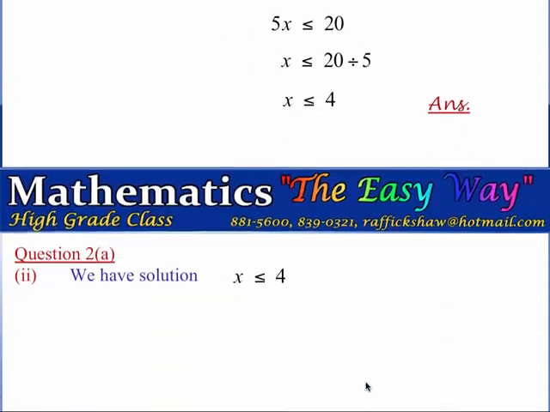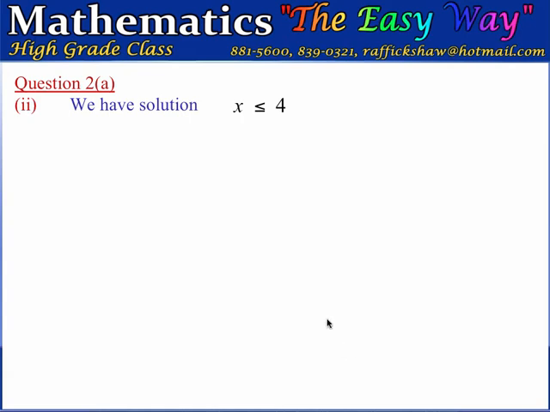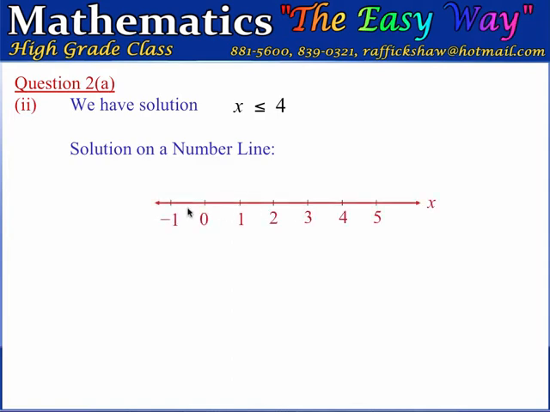Let's move down to part 2. What we have so far is that x is less than or equal to 4, and part 2 is asking us to show this solution on a number line. Now what I'm going to do, I'm going to show the number line solution and then explain why it appears as it does. Now this is our number line, our x-axis, and we have shown the values negative 1, 0, 1, 2, 3, 4. 4 is the point of interest because we want to represent the inequality x less than or equal to 4. So this is our point of interest.